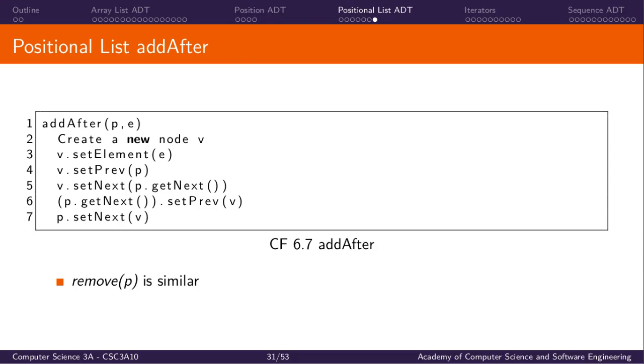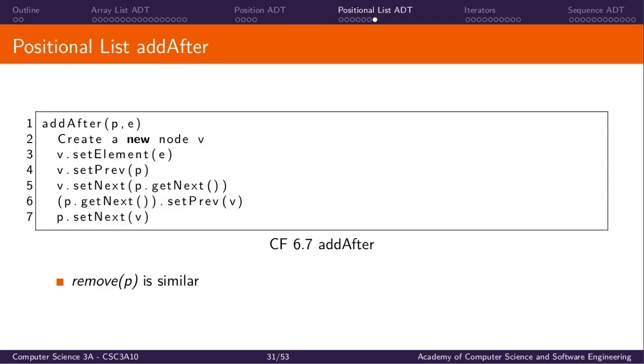So I'll add after P. This one actually uses a position, or refers to a position. We would create a new node that would work with this, very similar to how we did with our linked list. We have to change two references: the reference of P to now point to this new node. You see that's the very last line there, P.setNext must now refer to V. We have to then change the previous reference of P's next to now refer to this new node.